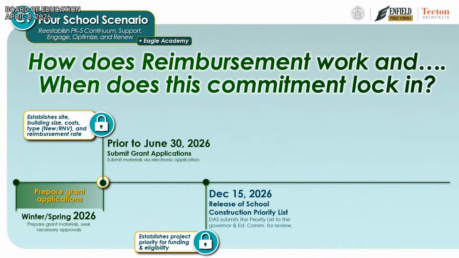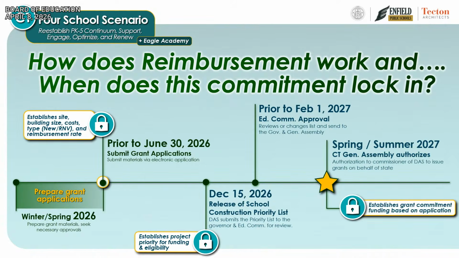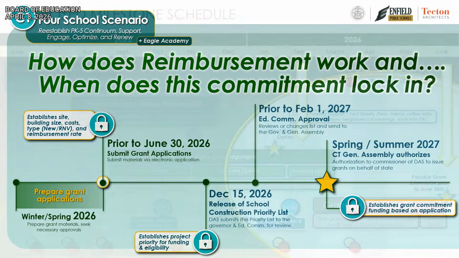With a complete grant application, you'll be put on a priority list that comes out December 15th, and then it starts going through the legislative approval process in February of next year, and then ultimately, sometime in the spring session of 2027, you'll get commitment letters for all of these projects that we're presenting this evening.